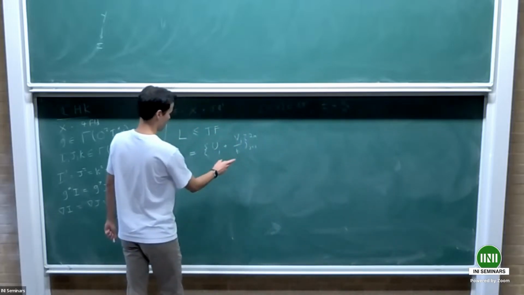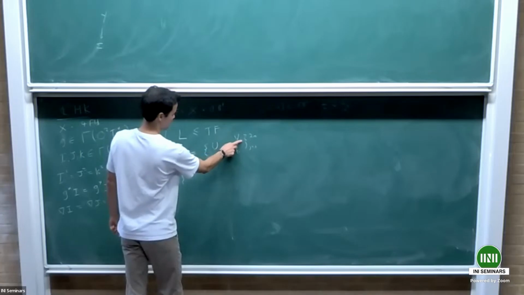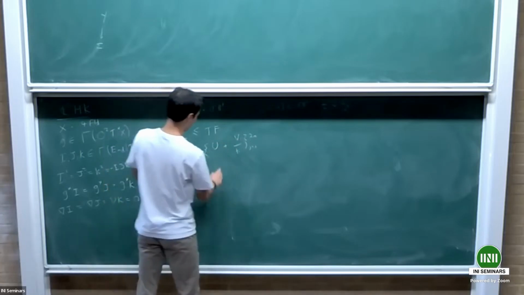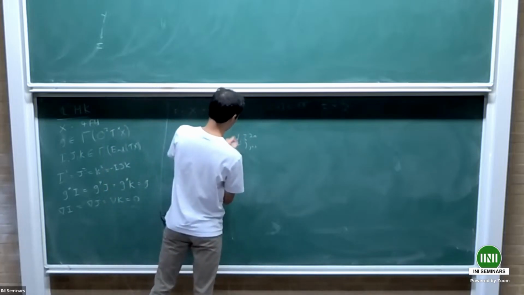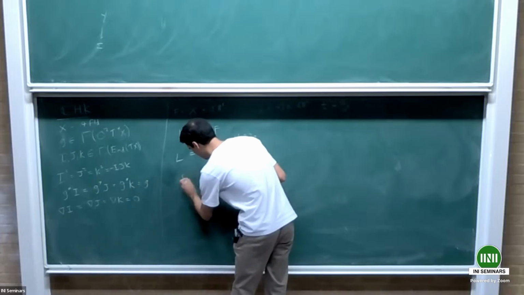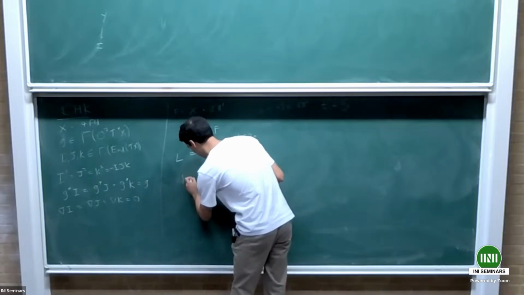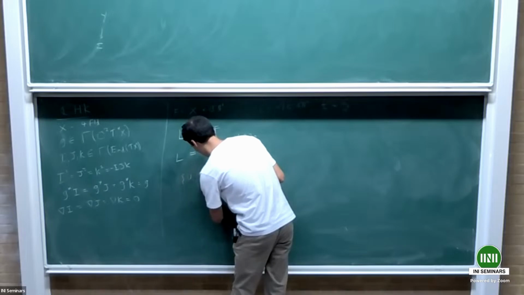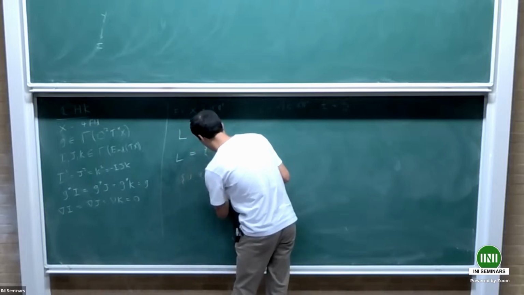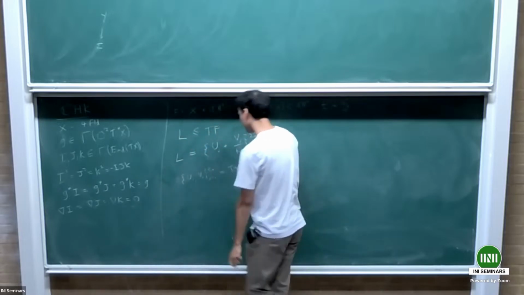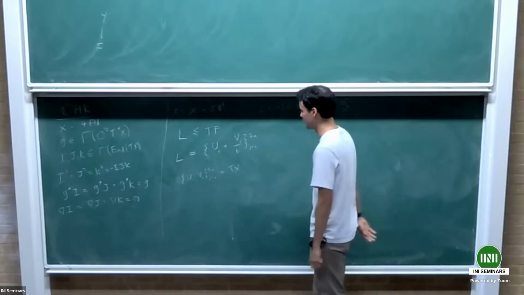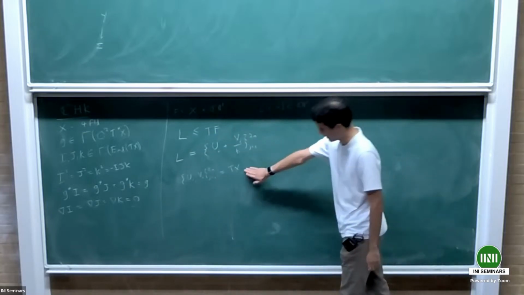And what I'll require is that these U's and these V's give a trivialization for the tangent bundle of X together. So these U's and these V's together trivialize the tangent bundle of X.